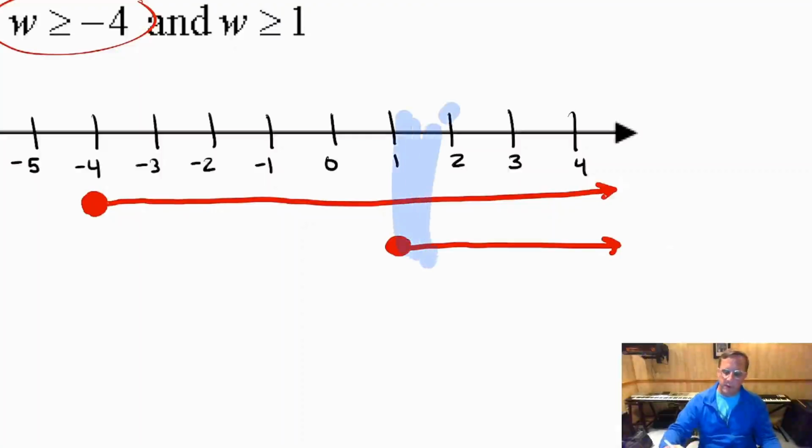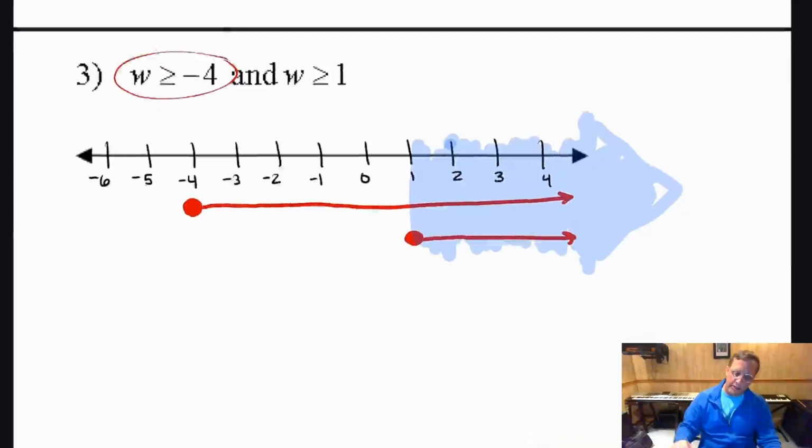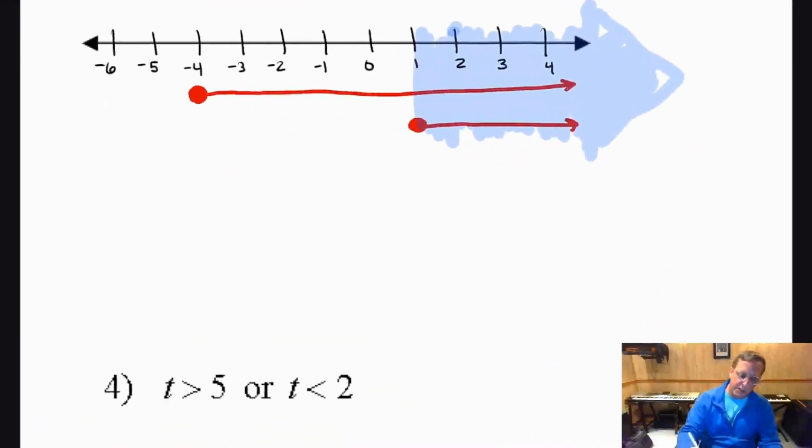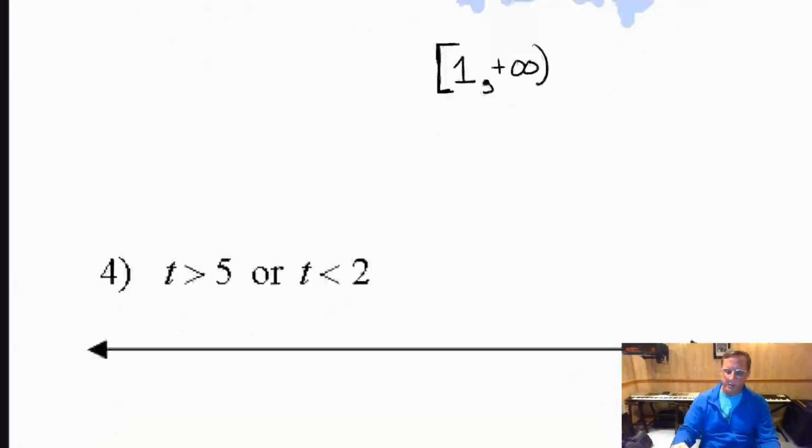That part that overlaps includes this region right here up to infinity, so going to infinity in that direction. That's what's going on there. And I should be writing my answer in interval notation. So in interval notation, it's going to be 1, comma, in bracket because it's equal to, and positive infinity. And always use parentheses before or after infinity.